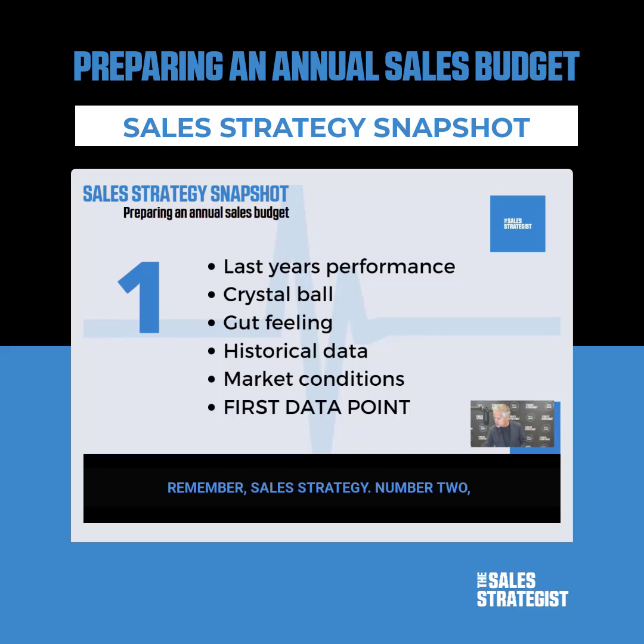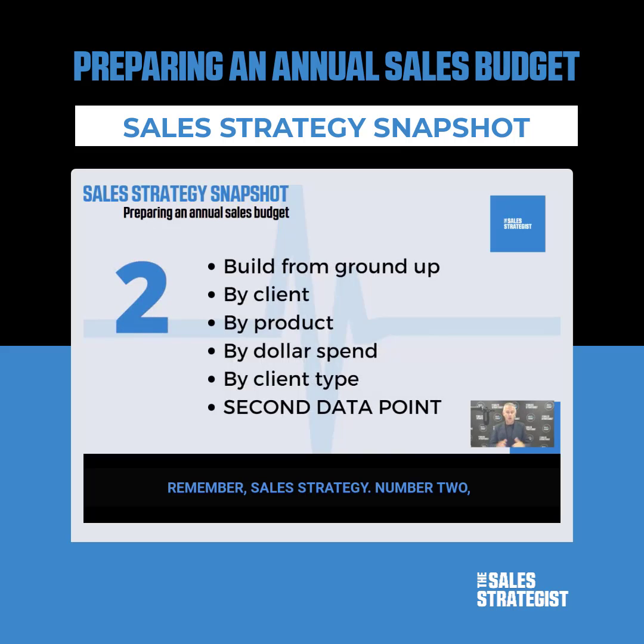Remember, sales strategy. Number two, what I then like to do is prove that by building a budget from the ground up. And you can do that in a number of ways: by client, by product, by dollar spend, and by client type. And this is where you're going to get your second data point. I'm going to drill down on this just a little bit for you.